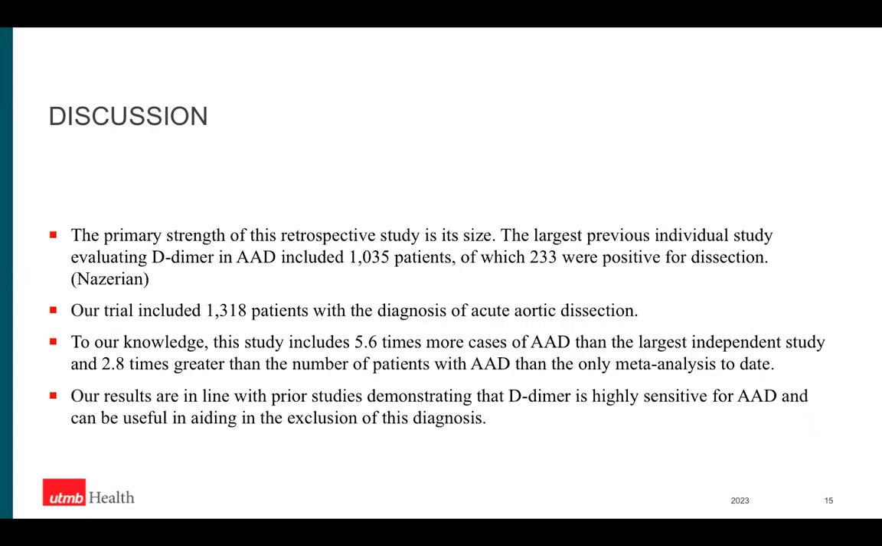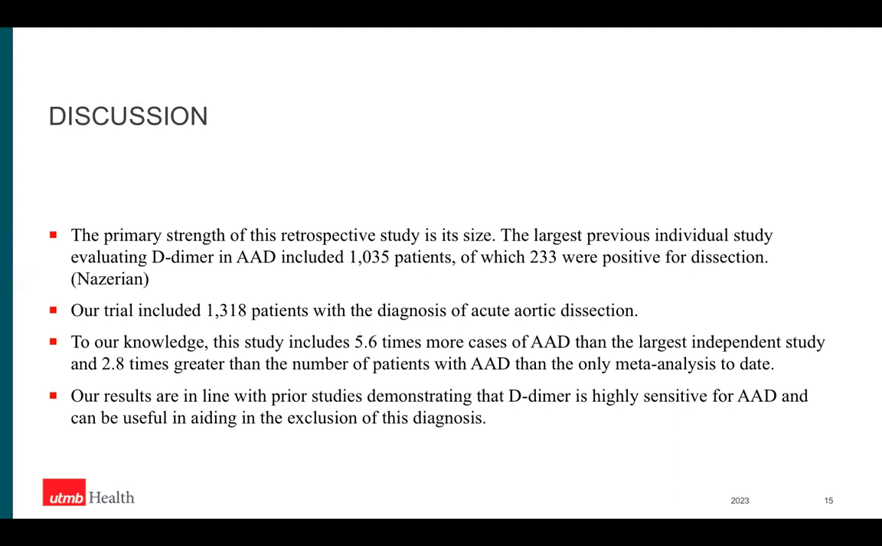The primary strength of this study is that it's the largest individual study for evaluating D-dimer that we have been able to find. The largest previous single study only included 1,035 patients, of which 233 had a known dissection. Ours had 1,318 patients with aortic dissections. This made it about 5.6 times larger than the largest independent study and about 2.8 times greater than the largest meta-analysis.